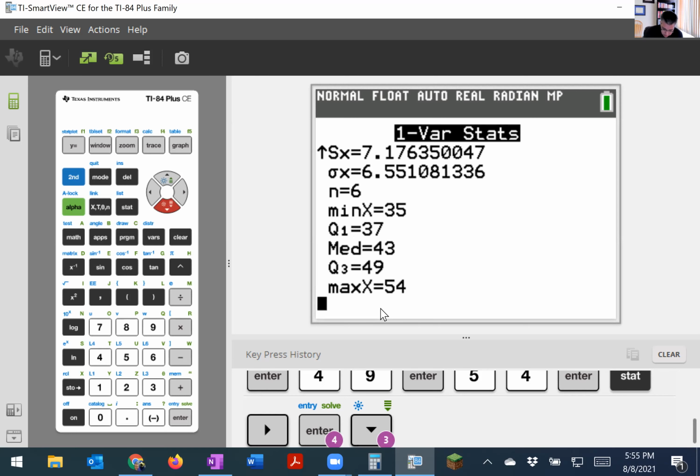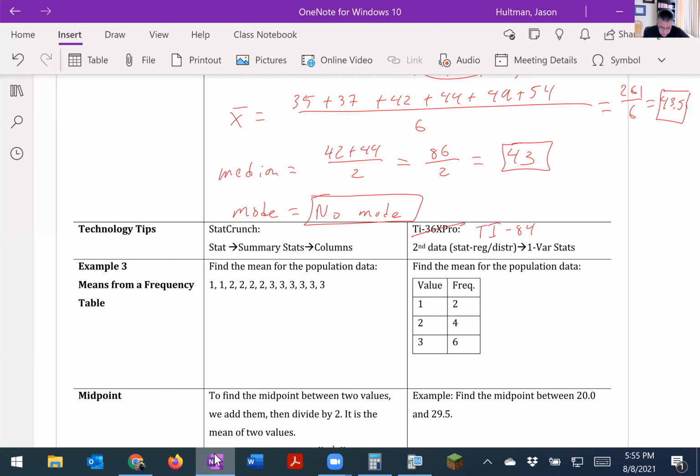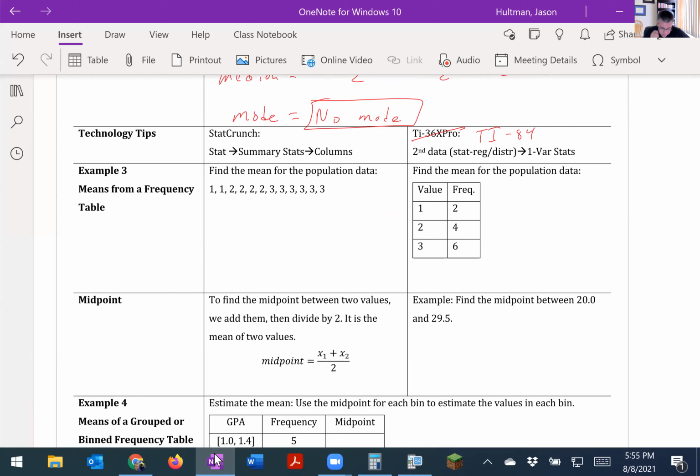Okay, let's go back to the notes. Okay, let's look at example 3 here. Okay, means from a frequency table. Find the mean of the population data. Well, we've already put this population data into a frequency table. There are 2 1s, there are 4 2s, and there are 6 3s.